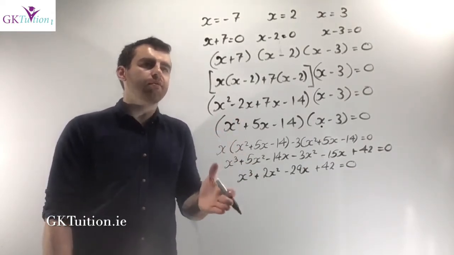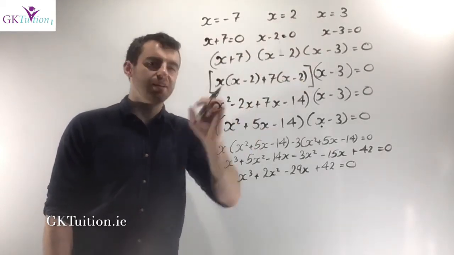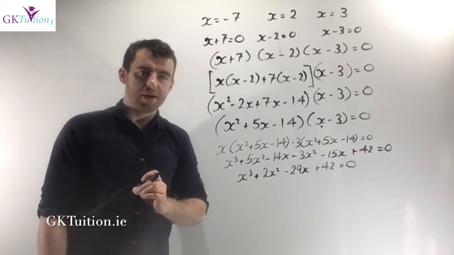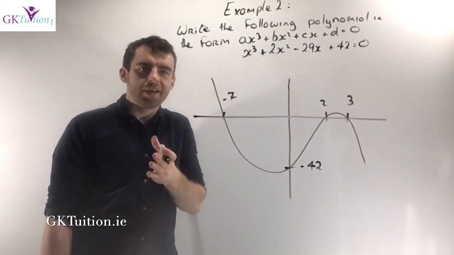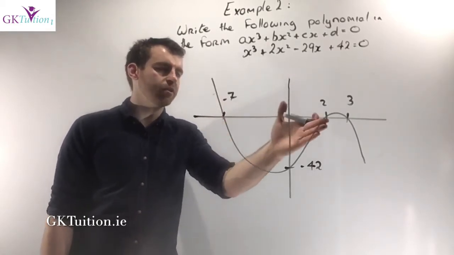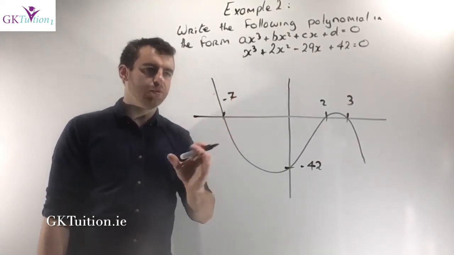Because the cubic I've come up with definitely has roots x equals minus 7, x equals 2 and x equals 3, but there's other things that I need to look out for from this example. Remember that there are an infinite amount of cubics that have the roots minus 7, 2 and 3. And the one that we've generated is not the one we want.